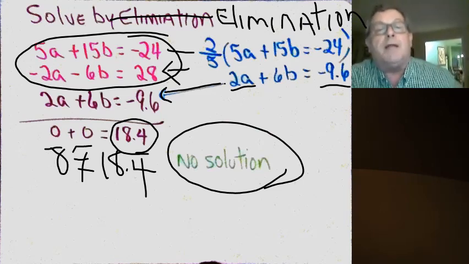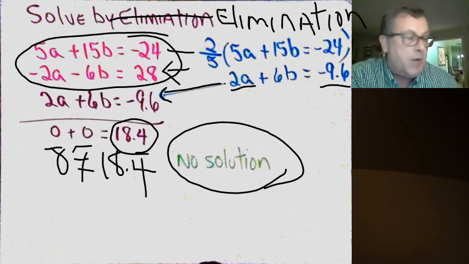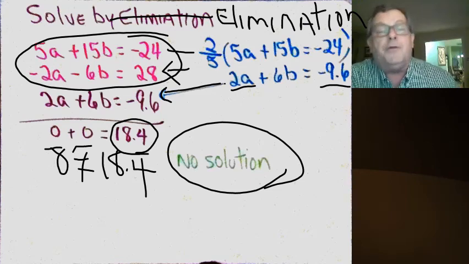So we've looked at elimination by adding, elimination by subtracting, and having to multiply using elimination. We've seen elimination with infinite solutions, and now we've seen elimination giving us no solution. We've run the gamut on solving systems of equations by elimination.